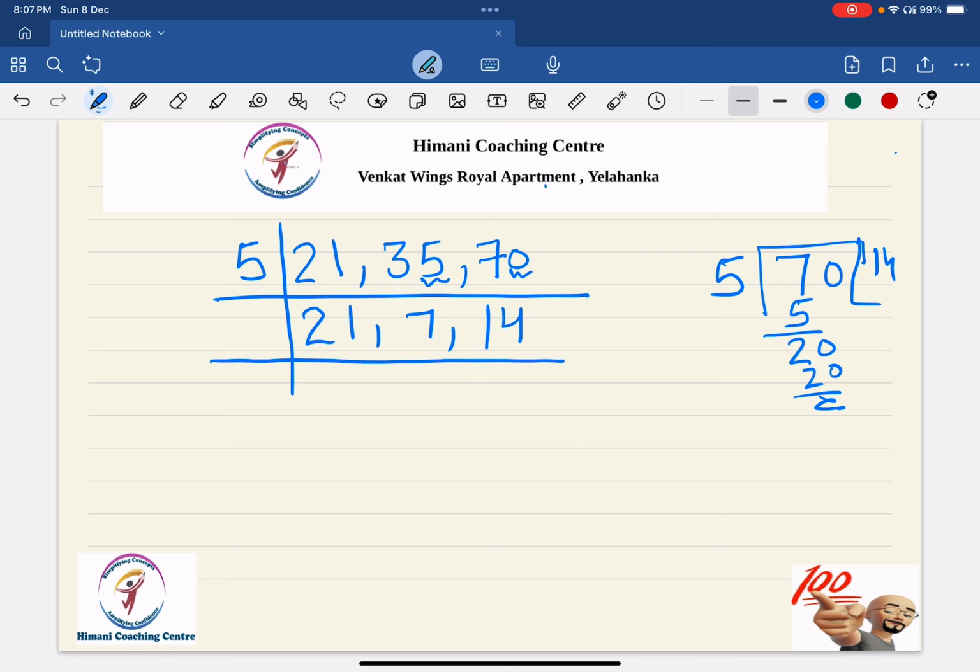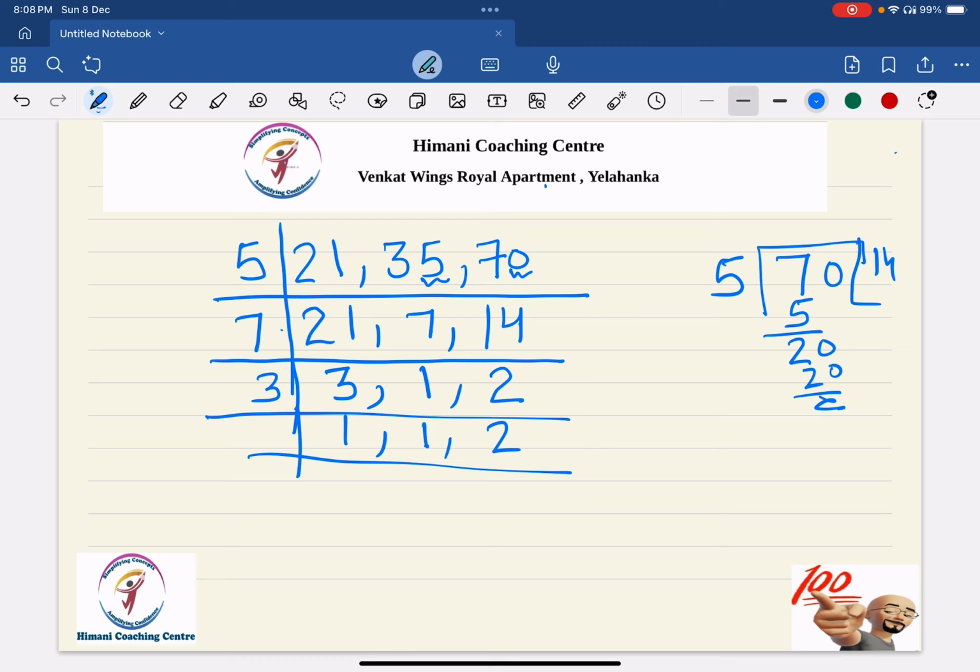Now, if we know the table of 7, let us put it. So 7 times 3 is 21. 7 divided by 7 is 1. 14 divided by 7 is a 2. So now 3 gets divided by 3 gets 1. 1 is not divisible. Write it down as it is. 2 is not divisible. Write it down as it is. Now divide by 2. So 1, 1, 1.